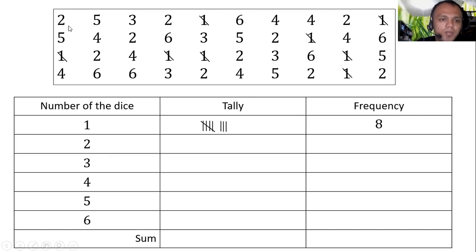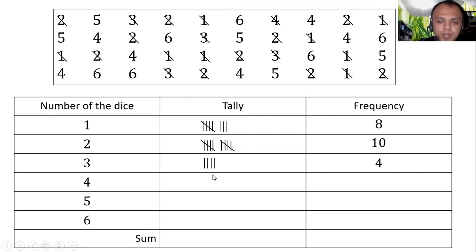Okay? 2 next. 1, 2, 3, 4, 5, 6, 7, 8, 9, 10. Okay, so we have 10 as a frequency. For the 3 as a result: 3, 1, 2, like that. 3 more. 4. Is there any more 3? Oh, only 4. So we have a frequency of 4.